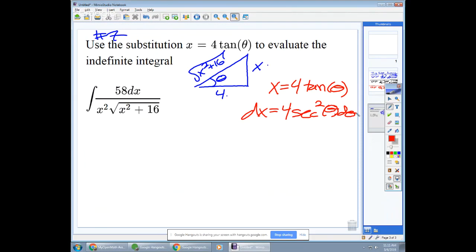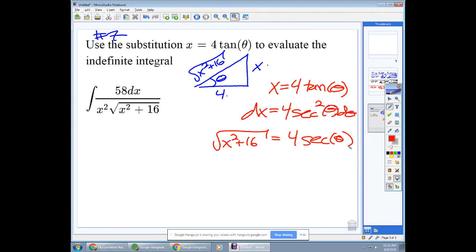And then the other thing to consider is the cosine would be 4 over the square root. So that puts the square root in the bottom, which I don't like. If I want the square root in the top, I flip the cosine, which gives me the secant. So that means the square root in this case would be 4 times the secant. Secant is hypotenuse over adjacent. So that's the set of things I need for this substitution.